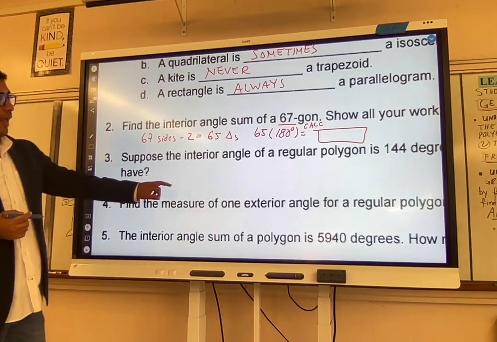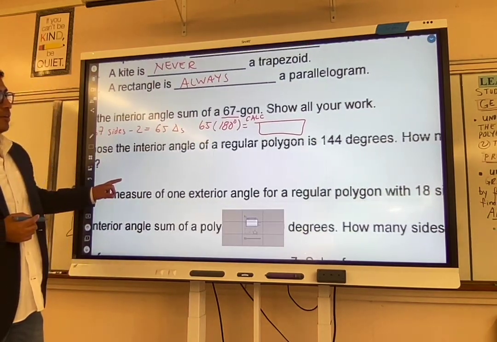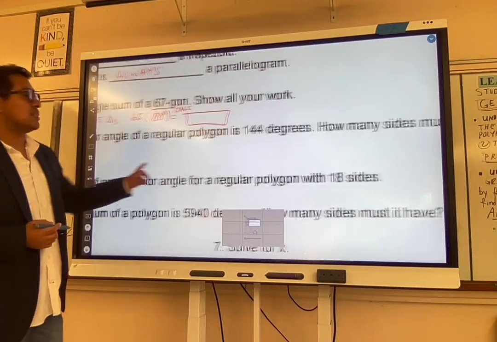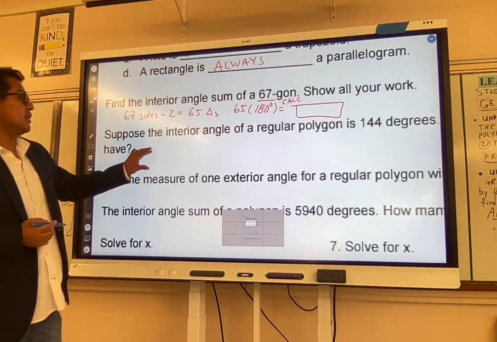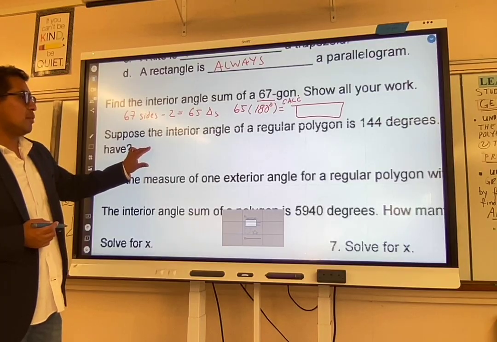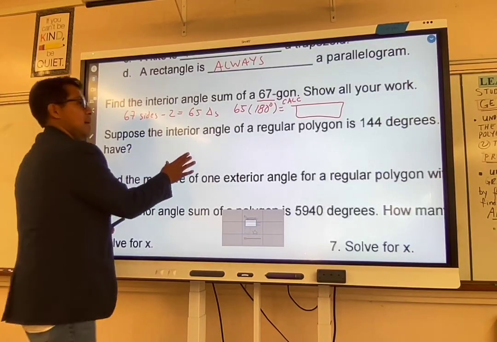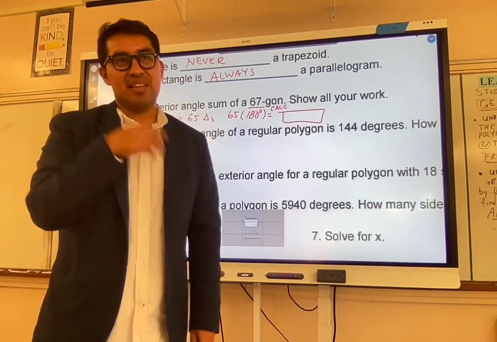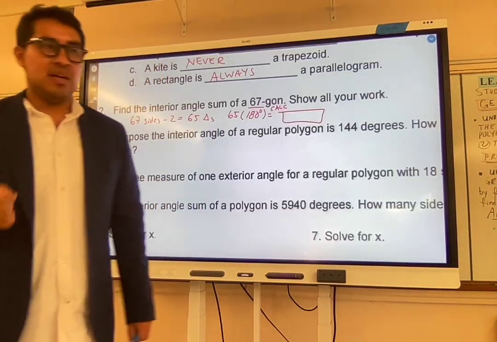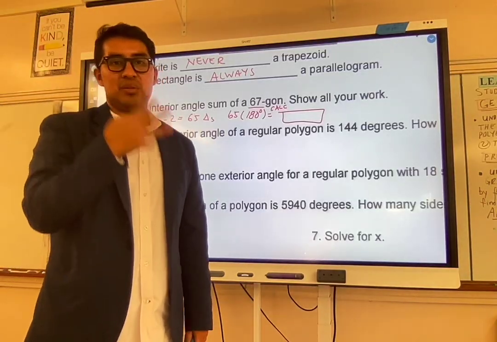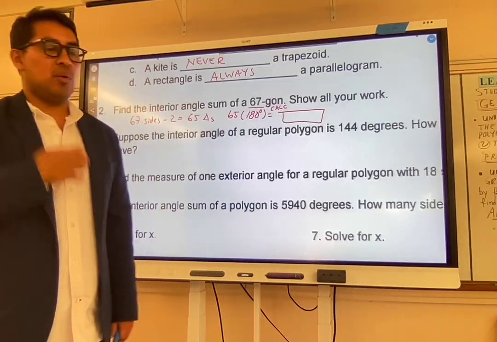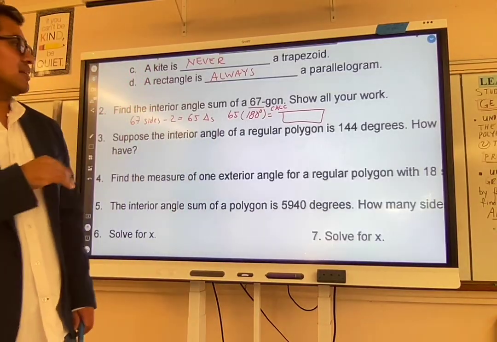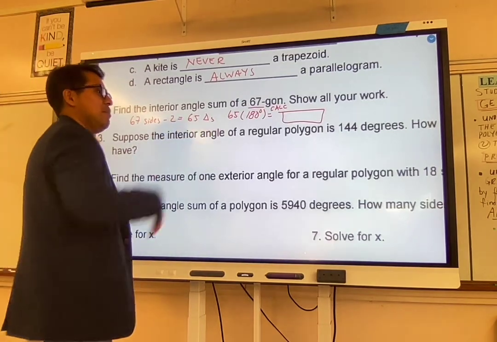Suppose the interior angle of a regular polygon is 144 degrees. How many sides must it have? Okay, so this one says, I have a polygon, and remember polygon means a many-sided figure. That poly part stands for n, like I don't know how many sides it is. In general, a square has four sides, so it's a four-gon, a quadrilateral. Pentagon, remember, penta means five, that's 5 sides. And so in general, a polygon has n many sides.